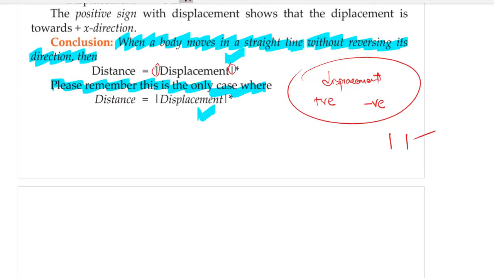These vertical bars are also known as modulus or mod in normal terms, right? So that is just to show that displacement is positive. Okay, so when a body moves in a straight line without reversing its direction, then displacement is always positive and it is always equal to the distance.